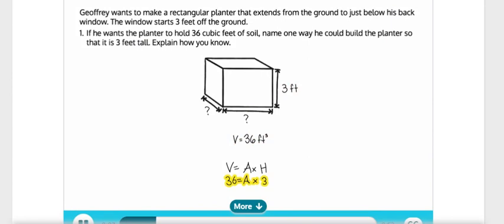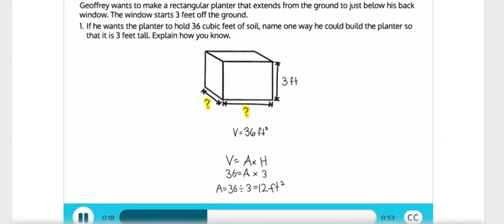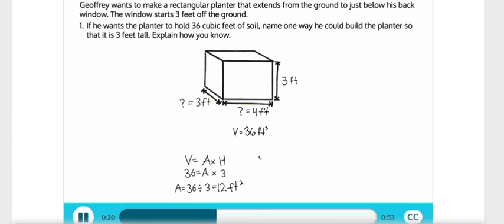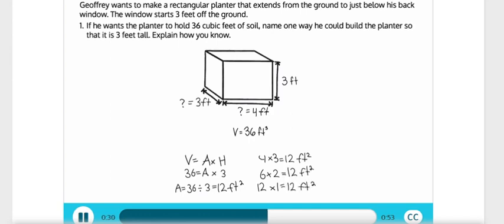Then I used this equation to find the area. I divided 36 by 3 and got 12 square feet. So any two numbers that would give me that area would work for the base of Jeffrey's planter. I used 4 and 3 since 4 times 3 equals 12. I could have also used 6 and 2 or 12 and 1, since they have a product of 12 too.